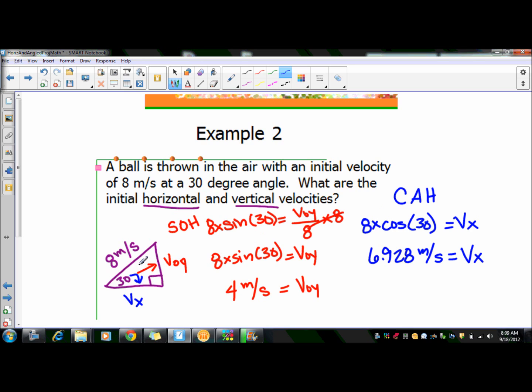So now let's talk about what these numbers mean. Notice with a smaller angle than 45, your V naught Y, your vertical velocity, is smaller than your horizontal. So 4 is less than almost 7. So the smaller the angle is, the smaller this vertical velocity will be. That'll come into play a little bit later.